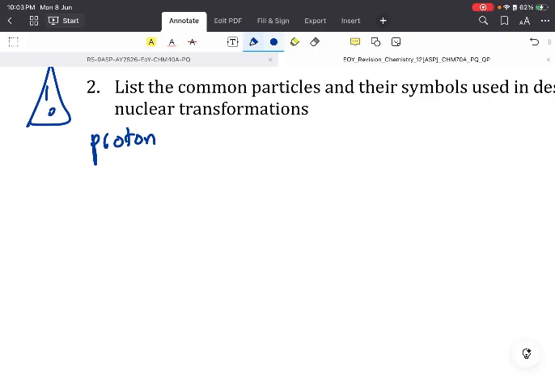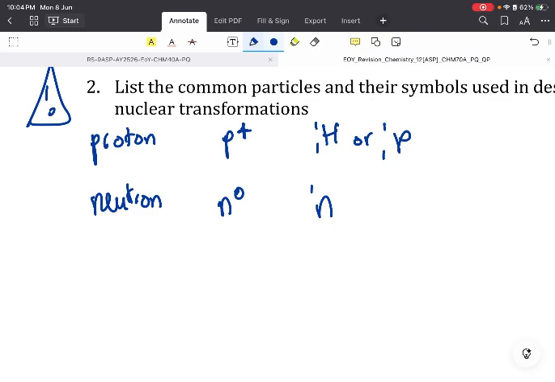We have the proton. The symbol of the proton is P+, and the nuclear symbol is either a hydrogen with 1 as a mass number and 1 as atomic number, or you can simply write it as P with 1 and 1. Another particle is the neutron. The symbol of neutron is N0, and we say 0 because it has no charge. Proton I put plus because it has a positive charge. Now the nuclear symbol of a neutron is N 1 0.